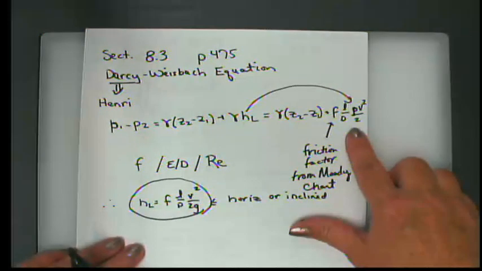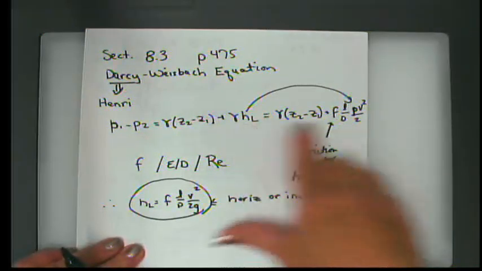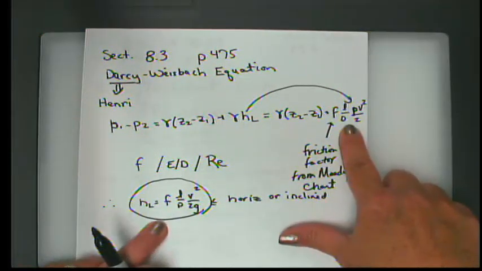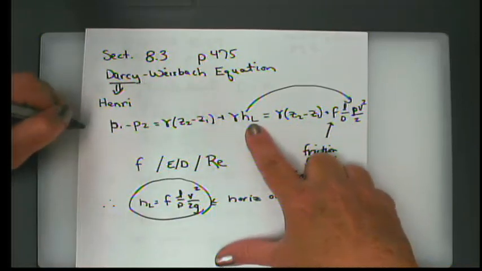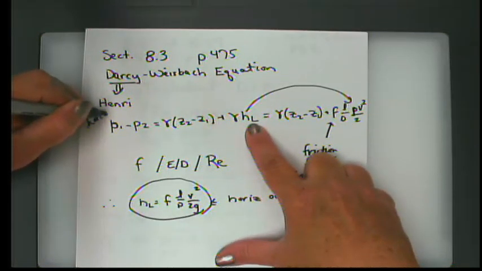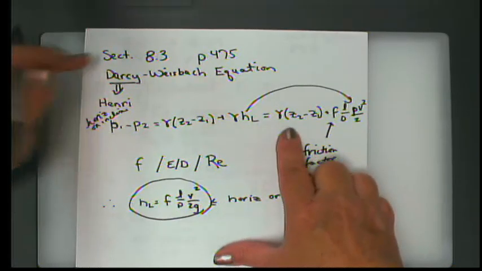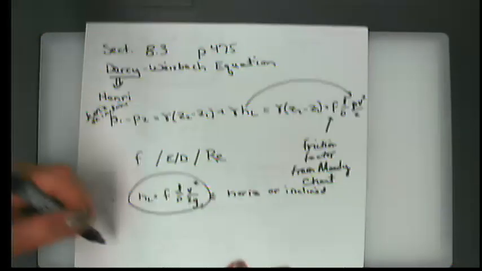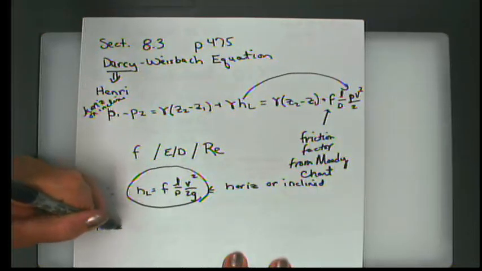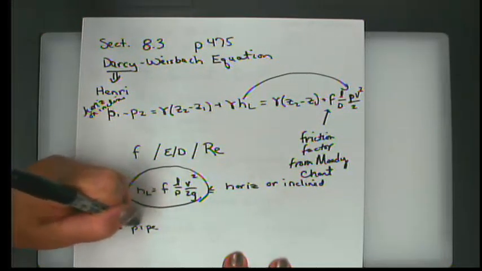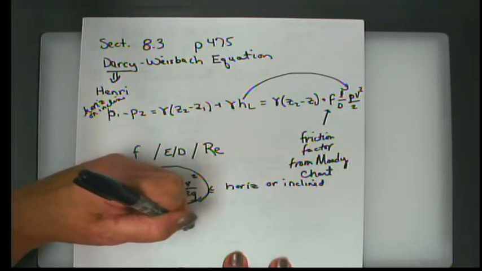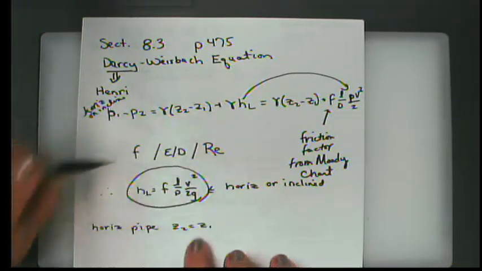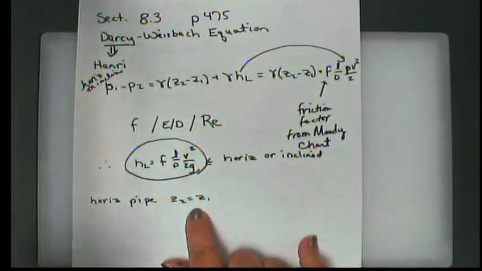And you can incorporate that here. So this is for a horizontal or incline. Now you can use this in all cases. However, if you think about it, in the situation where you have a horizontal pipe only, the Z2 minus Z1 is equal to 0, or Z2 is equal to Z1.